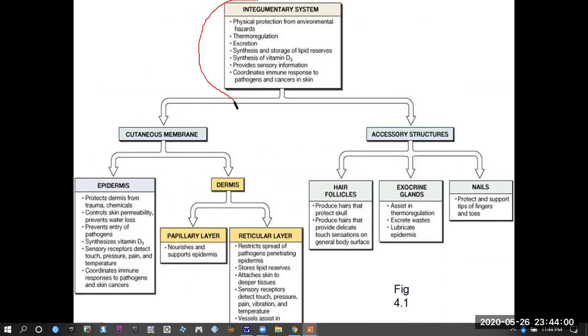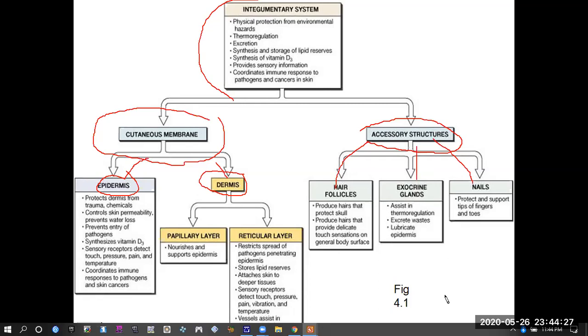So starting here with the functions, that's what we see at the top of this diagram. And our skin has these major components, the cutaneous membrane, which is truly just the two principal layers of skin. Epidermis and dermis are the two sublayers of skin. And then there's further divisions from within. And then the various accessory structures, these are the various organs of the skin. Glands, the nails, the hair follicle structure.